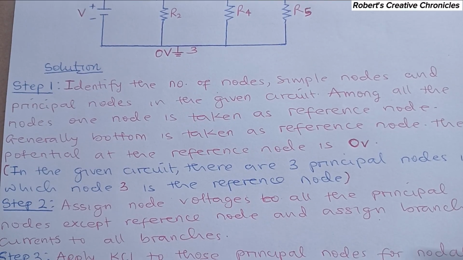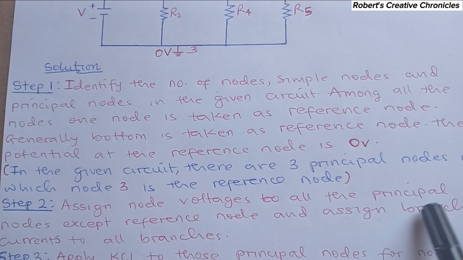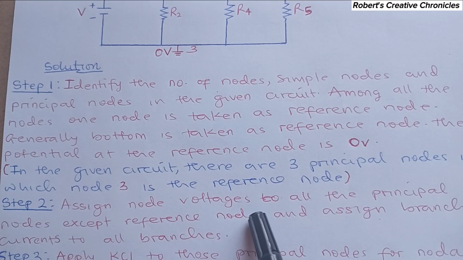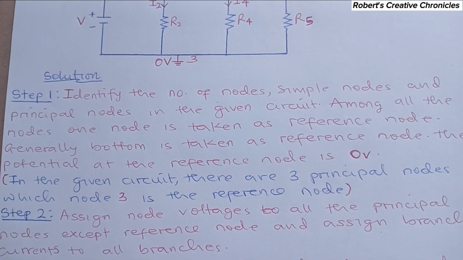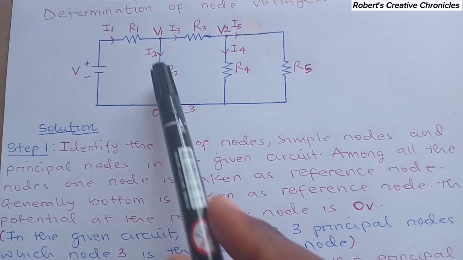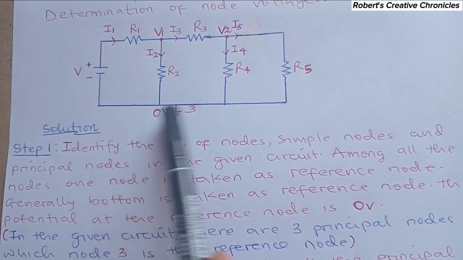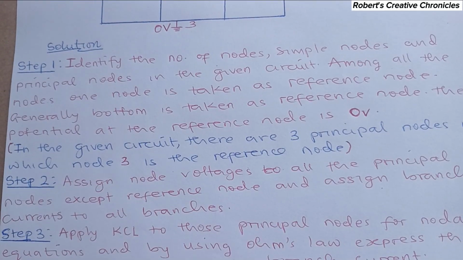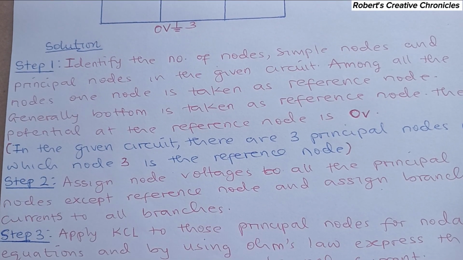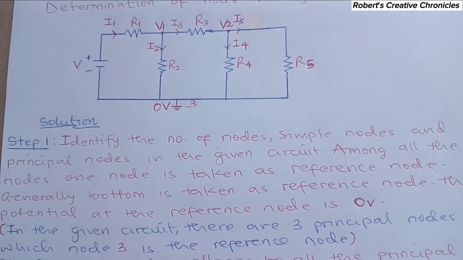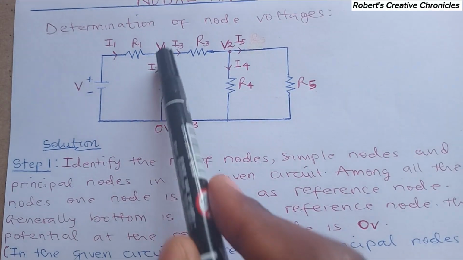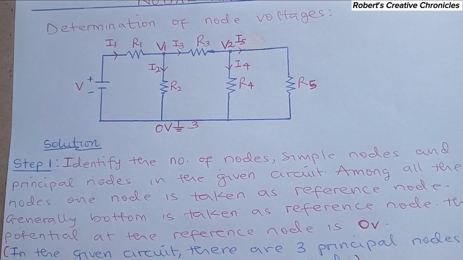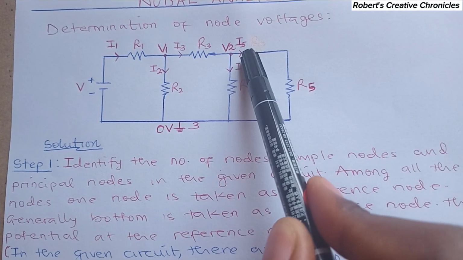Then the second step: assign node voltages to all the principal nodes except the reference node, and assign branch currents to all branches. So we have to assign node voltages to all principal nodes. These are the principal nodes, 1, 2, and 3. But it says except the reference node. The reference node already has a voltage, which is 0 volts. So we assign node voltages here, V1, V2. You have to assign V1 here and V2 here. This is our first principal node, this is our second principal node.